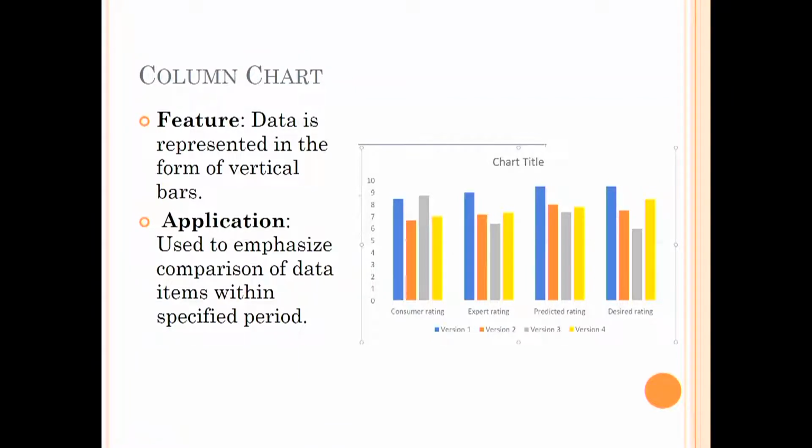Next is a column chart. The feature of a column chart is that data is represented in the form of vertical bars. Application is it is used to emphasize comparison of data items within specific period. So you can see this is an example of a column chart. It represents various kinds of ratings in different versions: the consumer rating, expert rating, the predicted rating, desired rating, and the different versions of these ratings. So the column chart is the best to describe such kind of scenarios.